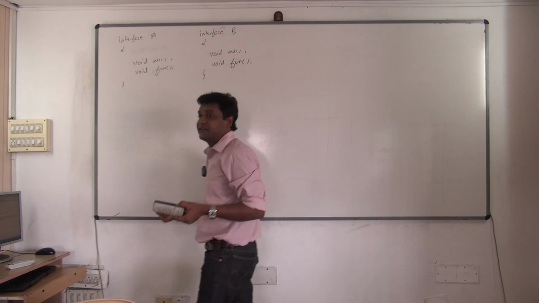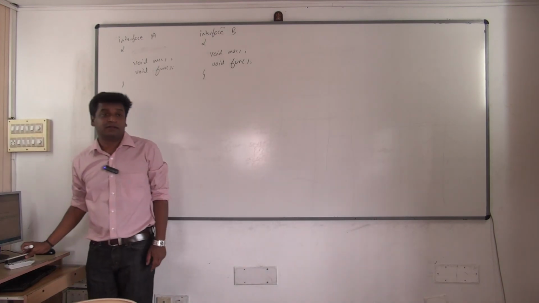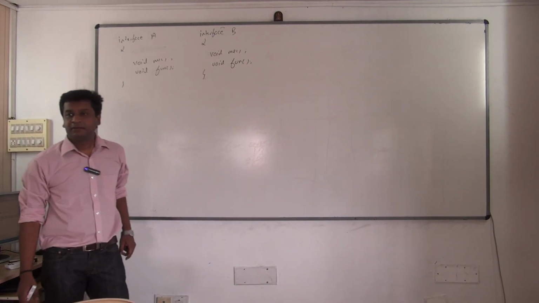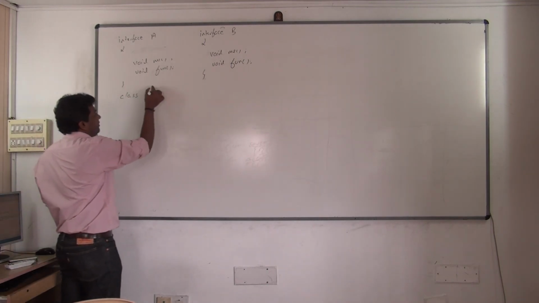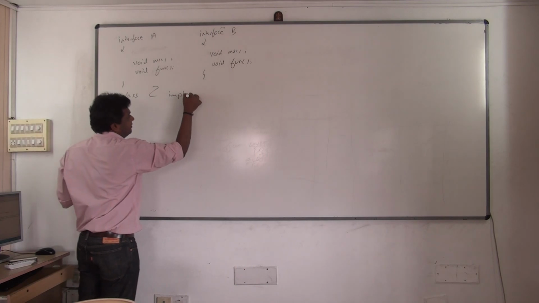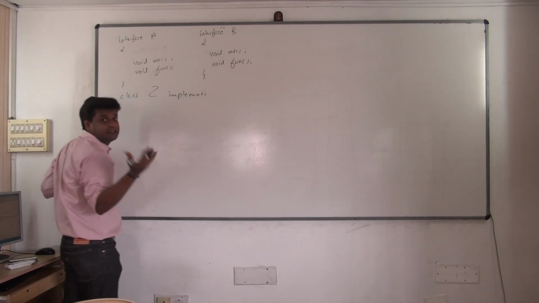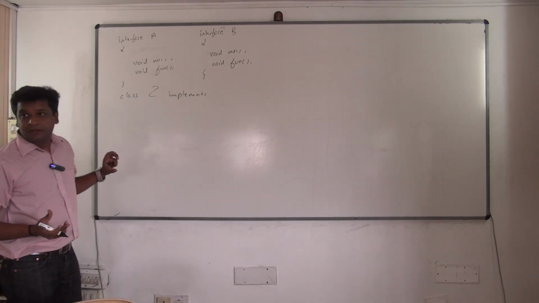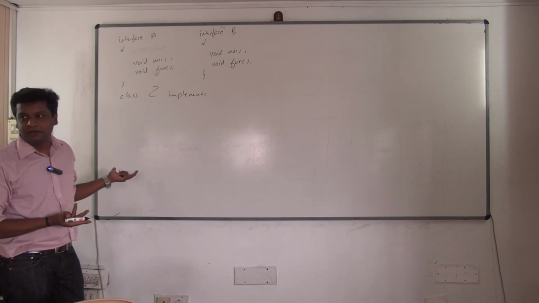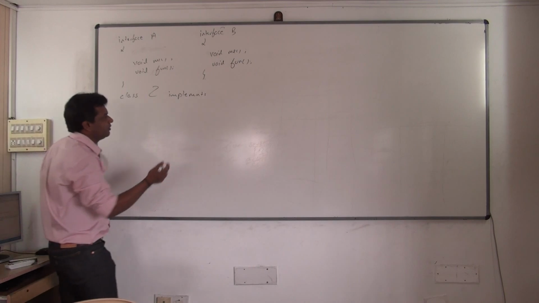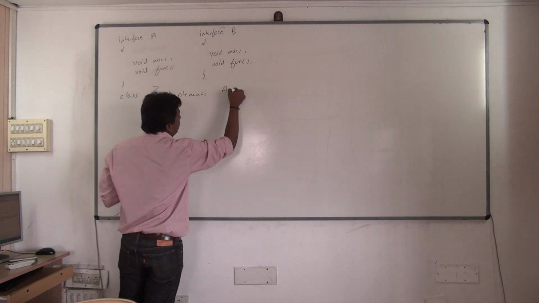Now class Z decides to implement A and B. It is possible. But now interesting things will start happening here. This is where all your doubts will start arising. You don't have to question; I'll clear all your doubts. Just keep on observing. Class Z implements A, B.